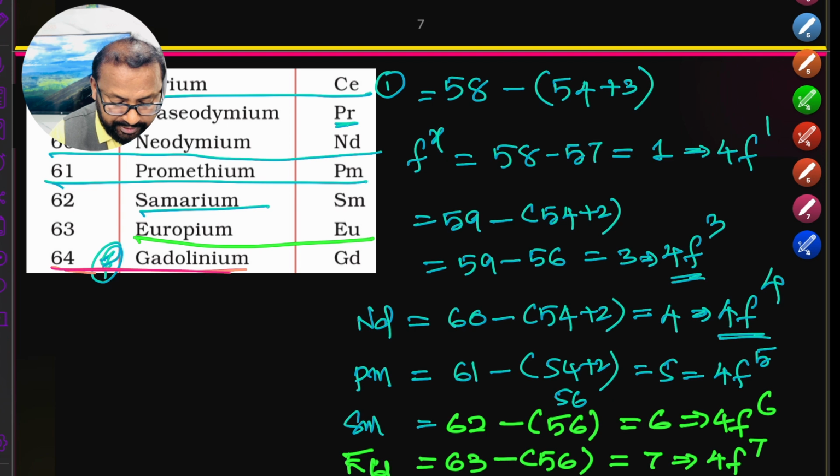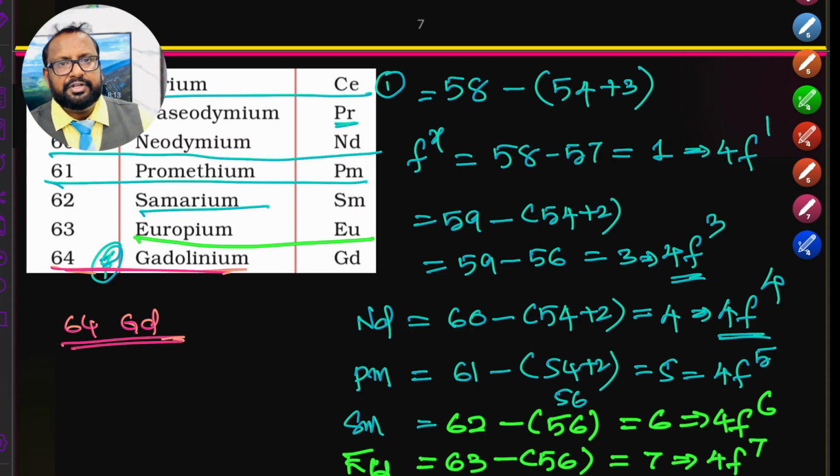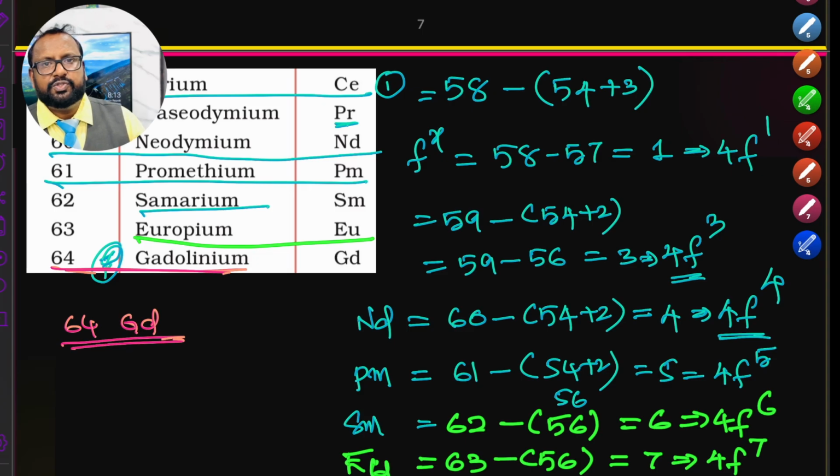Let us do it for gadolinium also. Gadolinium, 64, Gd. So this is the very special one, an exceptional configuration. In atomic structure it is also mentioned. You have to remember that in order to have a half-filled f orbital, it pushes one of its f electrons into the s or d orbital, so that it remains with f7. But if you don't remember that also, you can solve here.